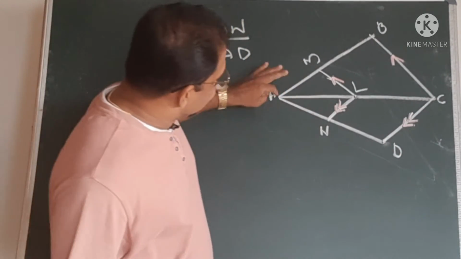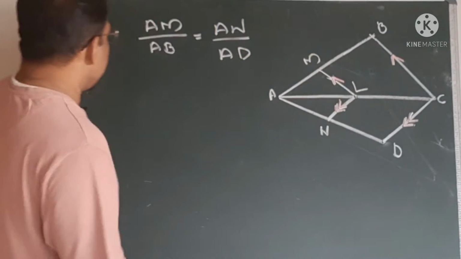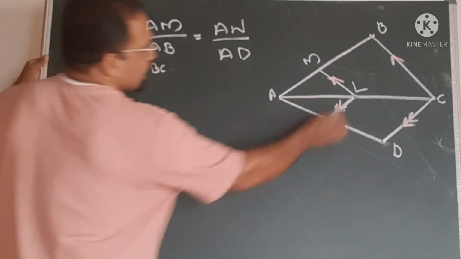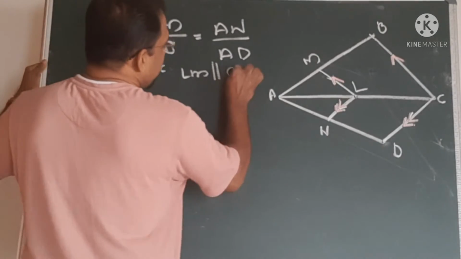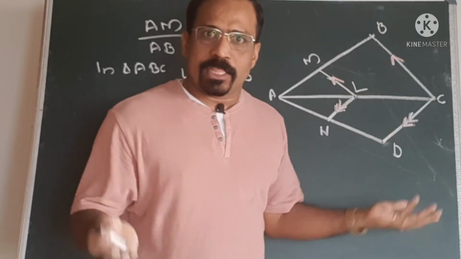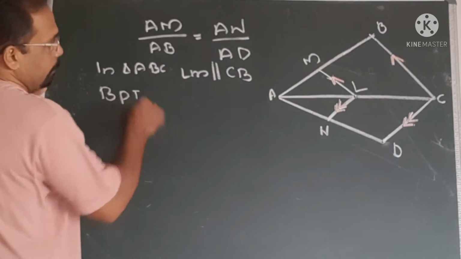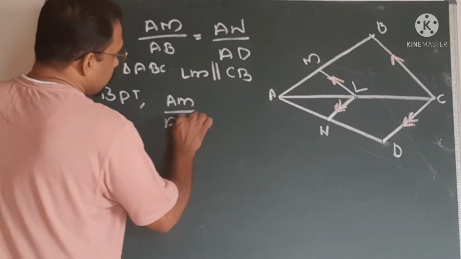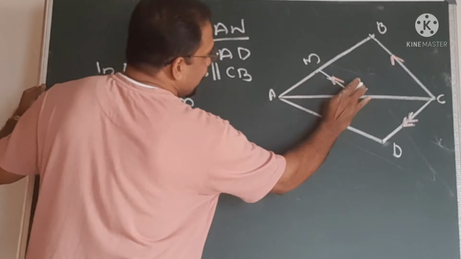Now you see there is a triangle ABC, the bigger triangle. Now in triangle ABC, what is given to us, LM is parallel to CB. Since LM is parallel to CB, we can apply the basic proportionality theorem. Therefore, according to the basic proportionality theorem, we can say that AM divided by AB is equal to AL divided by AC.